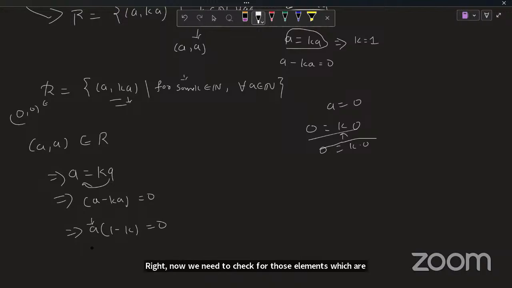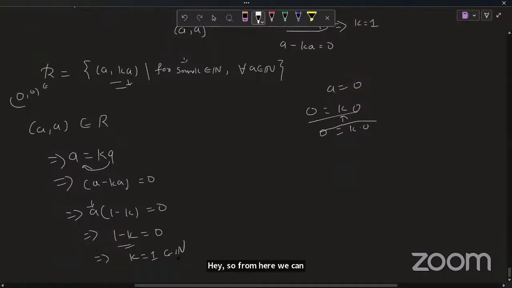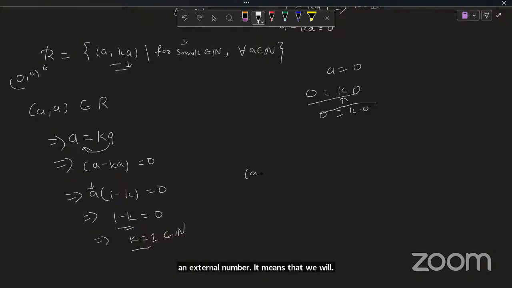So if A is not 0, since both are real numbers, it means that one of the members has to be 0. A is not equal to 0, so it means that 1 minus K is 0. Here we can get K equal to 1, and 1 is a natural number. It means that we will always get such K. It means that (A, A) is inside R. So this relation is a reflexive relation. Now understood? I hope you understood the difference between reflexive relation and identity relation.